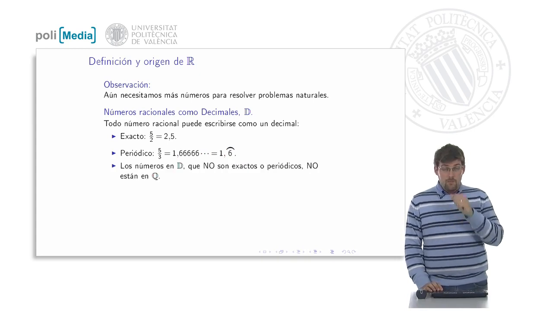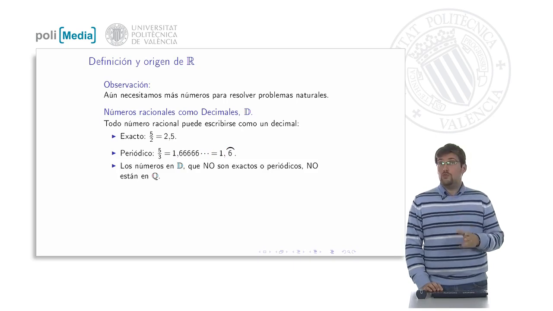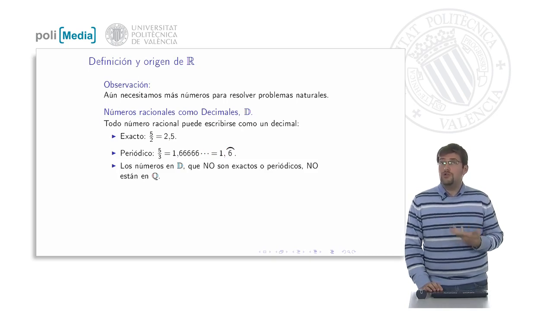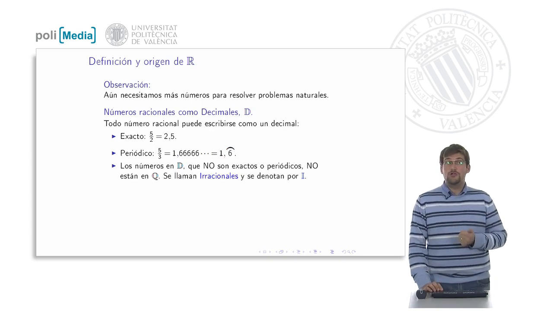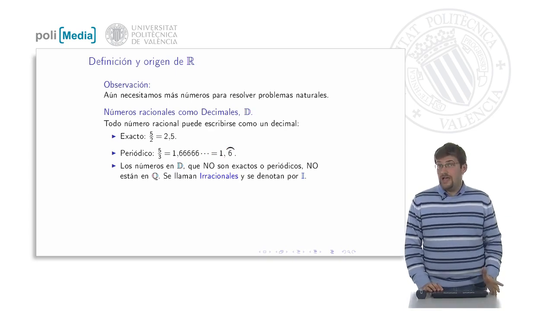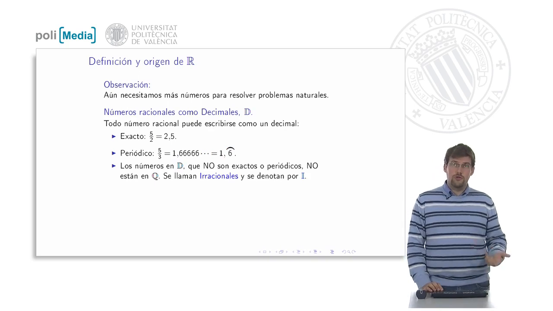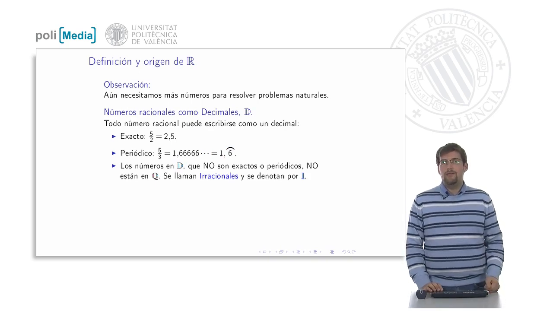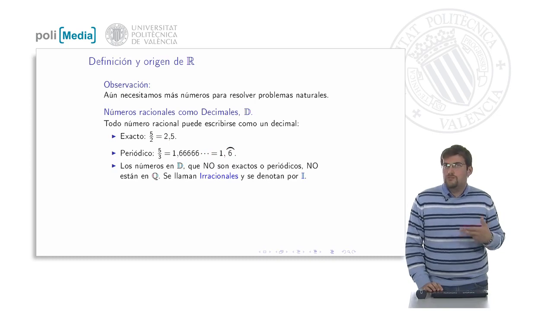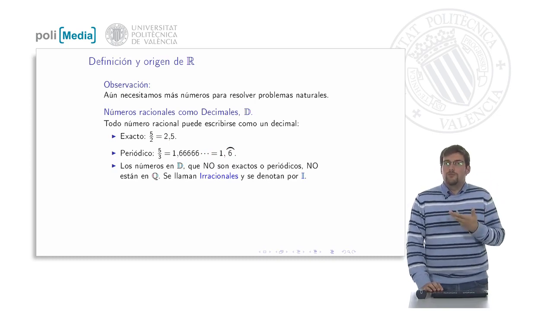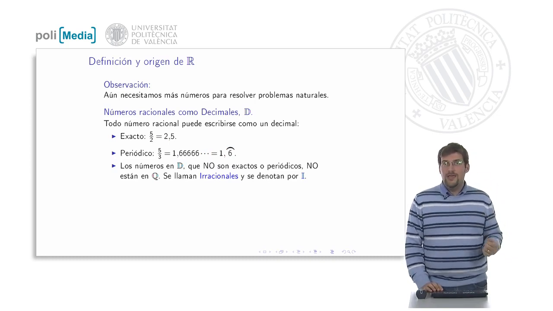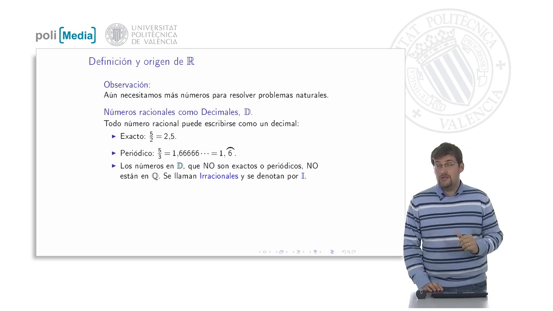Those decimal numbers that are not exact or periodic, those that are infinite and do not have any repeating pattern, are called irrational numbers. They are numbers that are not rational, and therefore they are called irrational. They are not called irrational because they do not think or act irrationally, but because they are not rational. They are usually represented by the I of irrational.